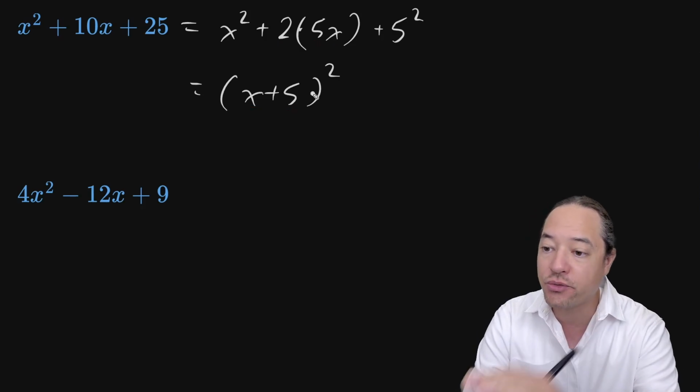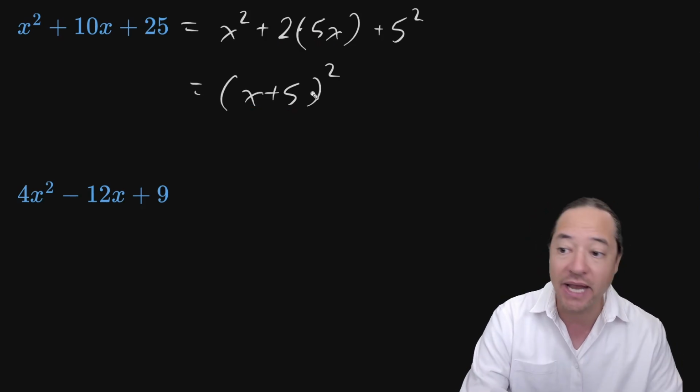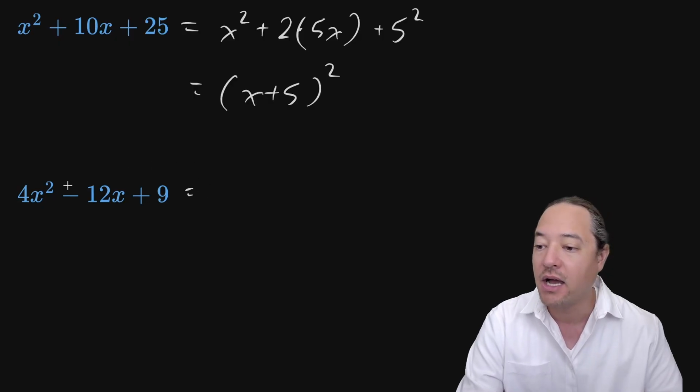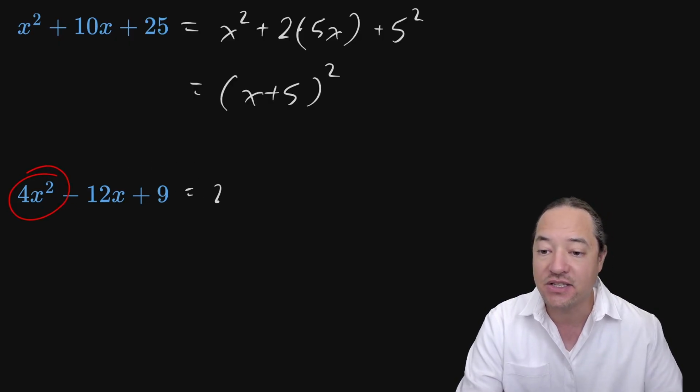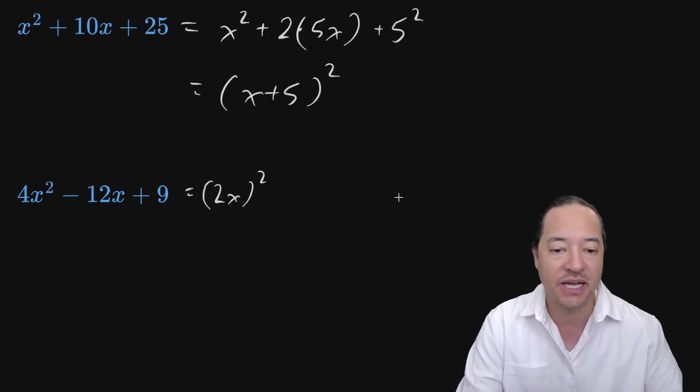I'm going to rewrite the next example the same way. Is this 4x squared a perfect square? Yes, it is. This is the quantity 2x squared. I guess this will be a minus. And the last term, 9, is the same as 3 squared.